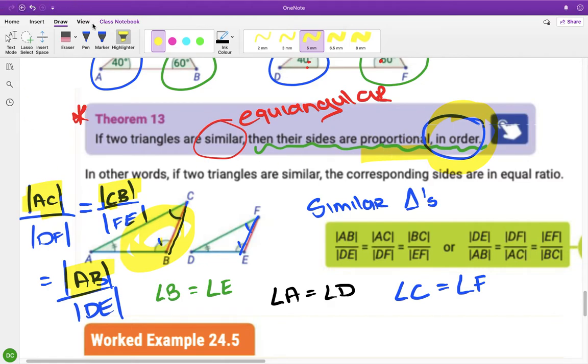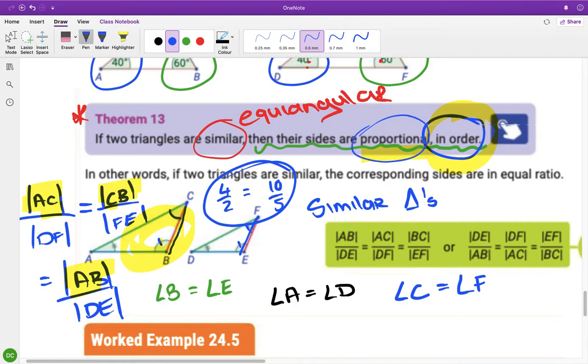So you might find that when you do the first fraction, you get 4 over 2. And when you do the second fraction, you get 10 over 5. But they're the same thing. Because what is 4 over 2? That's 4 divided by 2, which is 2. And what is 10 over 5? It's 10 divided by 5, which is 2. So that's what they're saying. They will be proportional in order. So providing you keep the order the same, as in big over little, they will be proportional. So they'll be different fractions, but they will amount to the same. They will equal the same thing.